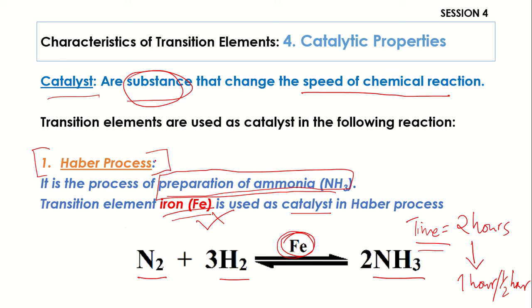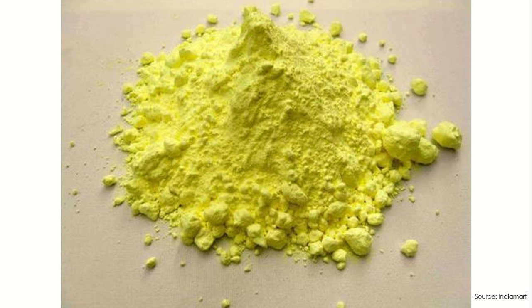So here in the Haber process, the catalyst used is the transition metal element iron. Now another process where a transition element catalyst is used is in making this powder, and the name of this powder is sulfur trioxide.